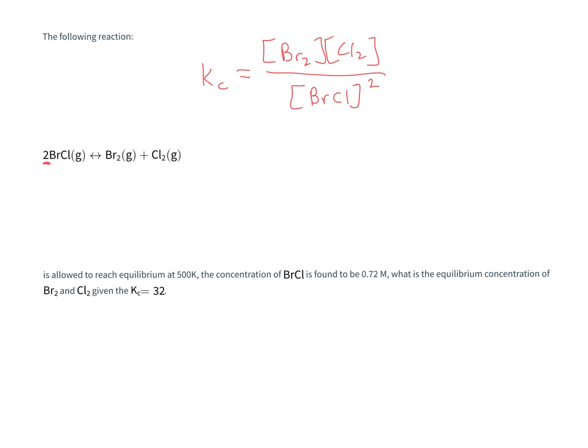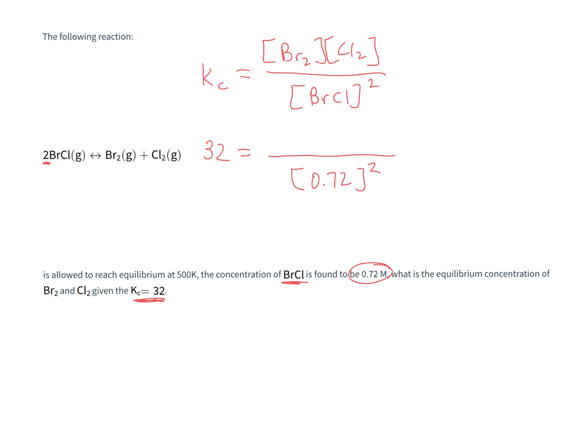Now what do we know, right? We know the concentration of bromine chloride at equilibrium, and we also know the equilibrium constant value for this reaction at 500 Kelvin. So we plug in what we know. 32 equals the concentration of bromine chloride squared. We don't know the concentration of bromine. We don't know the concentration of chlorine.